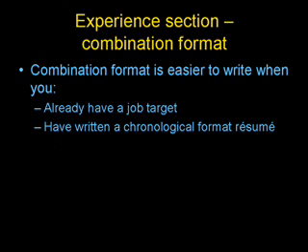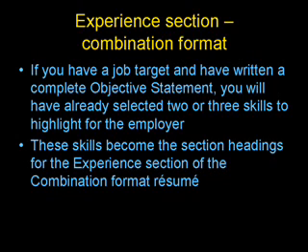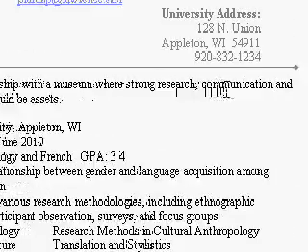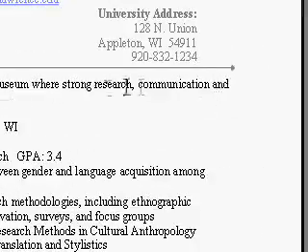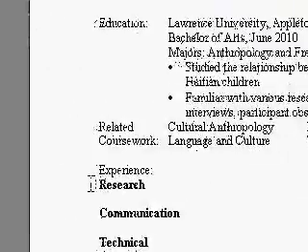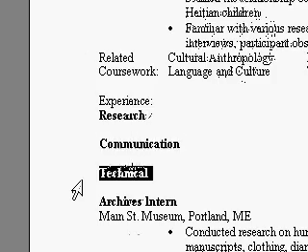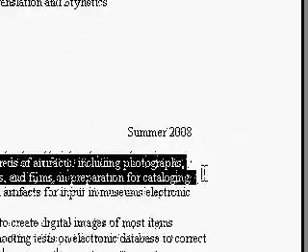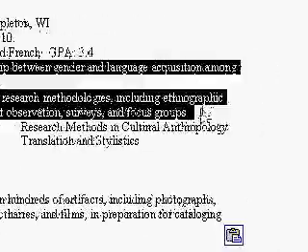The combination format resume is actually easier to write once you have a job target and after you've written a chronological format resume. If you've selected a job target and have written a complete objective statement, you will have already selected 2 or 3 skills to highlight for the employer. These skills in turn become the section headings for the experience section of the combination format resume. For example, if your objective statement reads, an archives internship with a museum where strong research, communication, and technical skills would be assets, then your skill headings would be research, communication, and technical skills. Looking back over your experience, list resume phrases that demonstrate that you possess each skill.